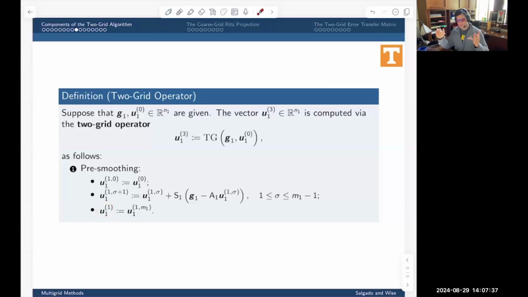Now, why is it called smoothing? Well, this is going to get to the heart of multigrid, and something I'm going to explain in a few sections. Actually, it's going to be explained in the next chapter.